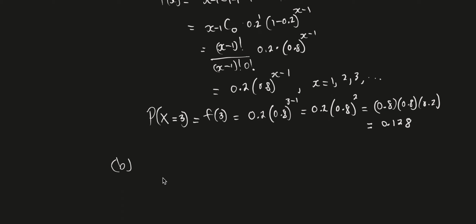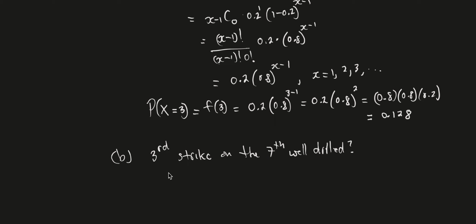What is the probability that the third? So what about getting the third strike of oil, right, on the seventh well drilled, right? So now this is definitely not a geometric because we're now looking for the third success, and we want to know what is the probability that it's going to take us 7 trials to get that third success, right?